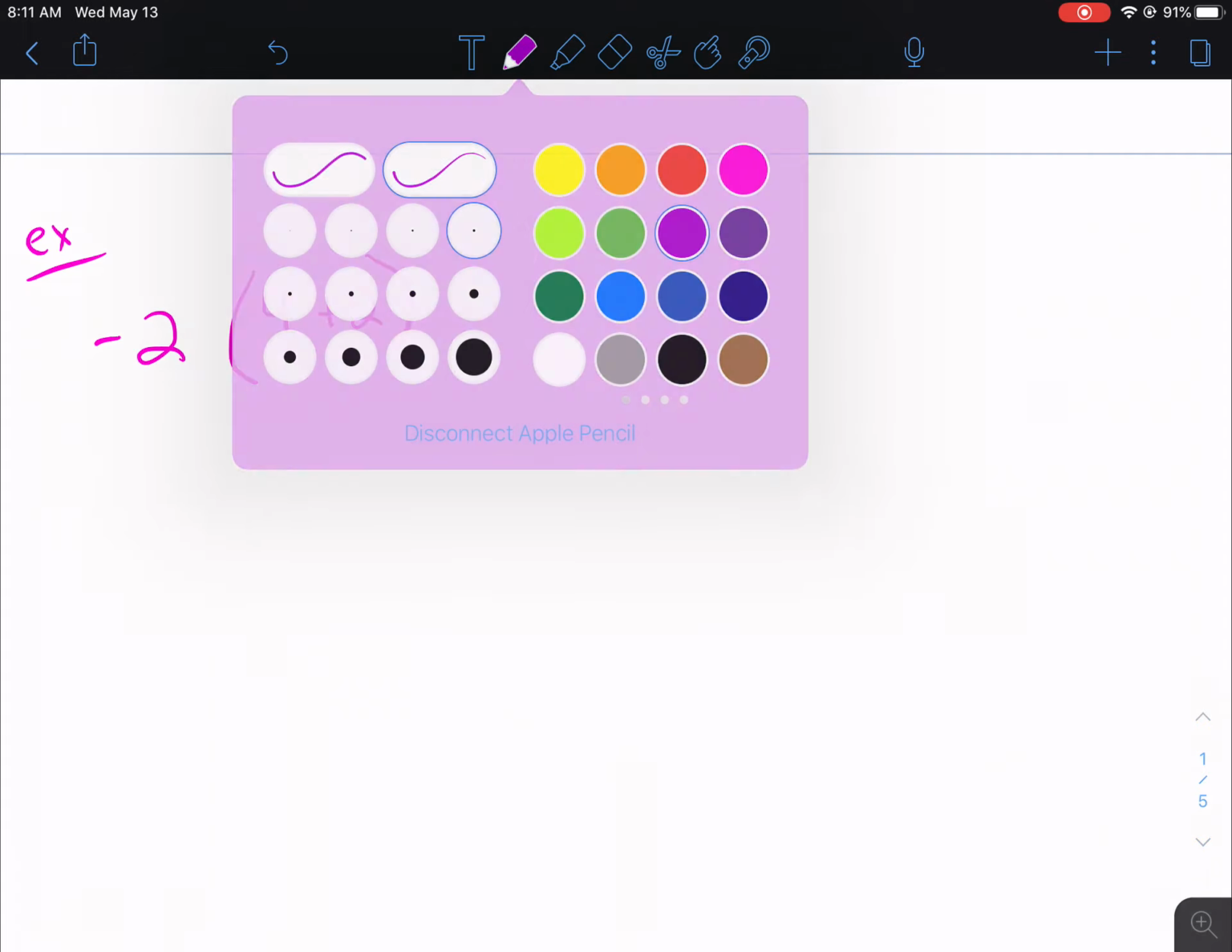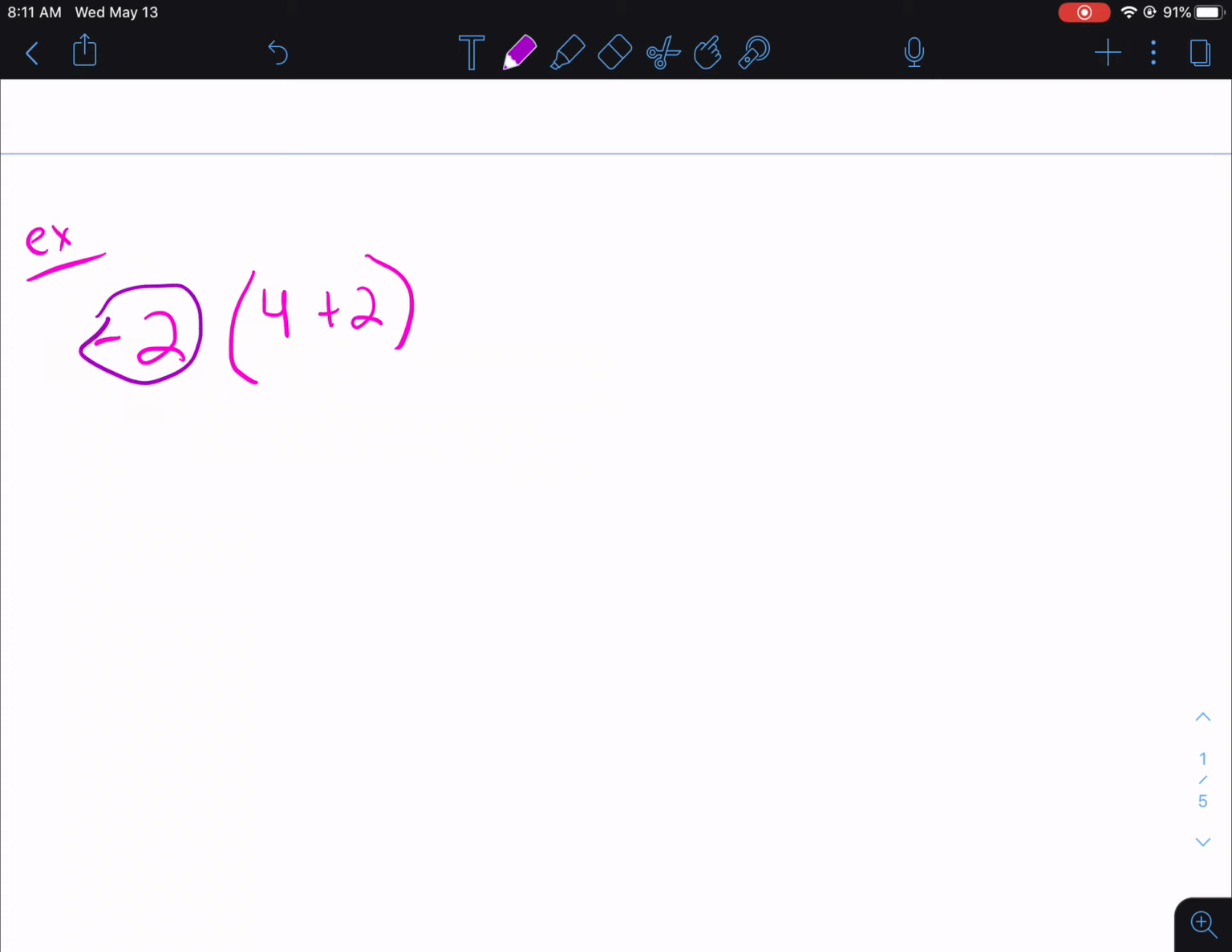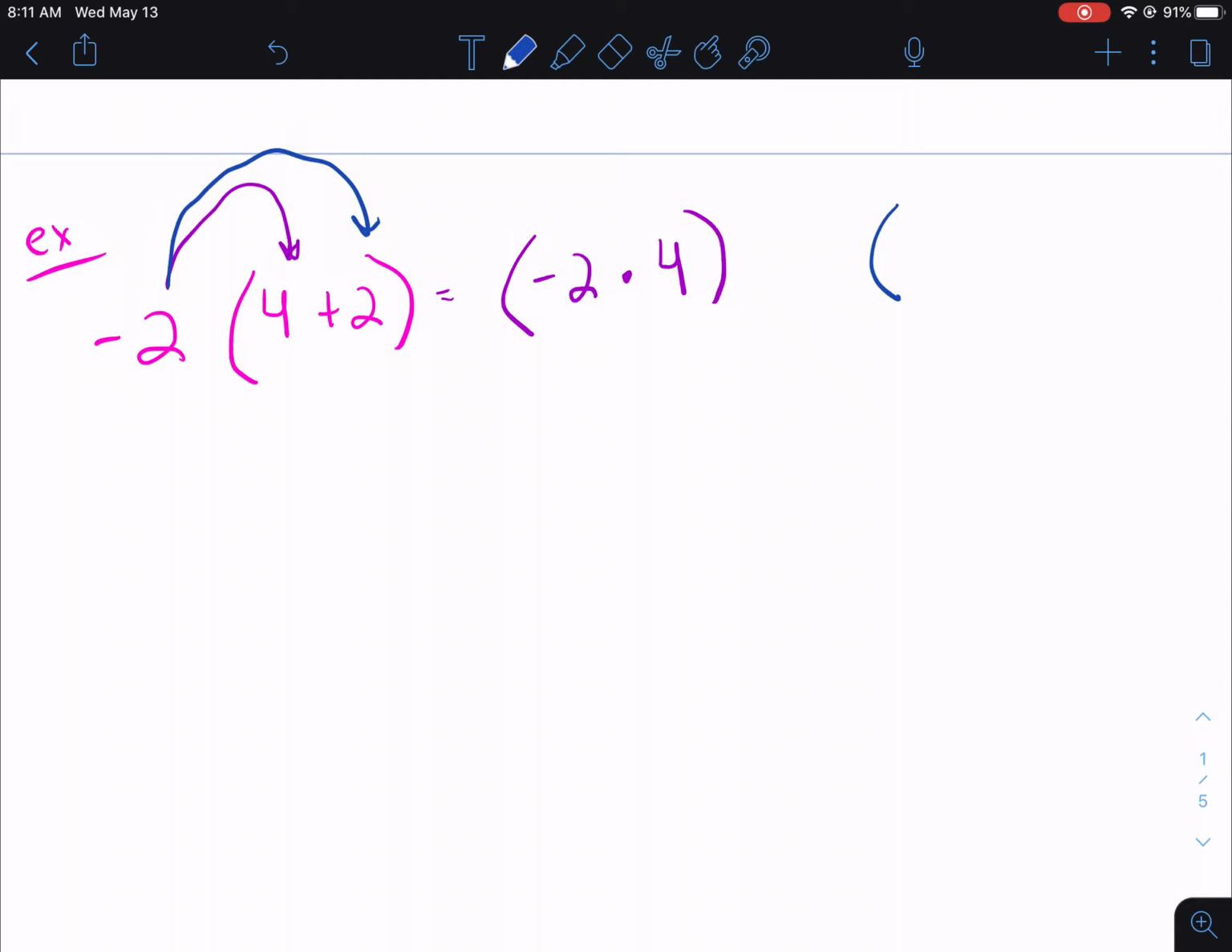Now, for this week, the new things that we're learning are -2 times parentheses 4 plus 2. Distribute the whole thing, -2. So now I have -2 times 4, it goes into -2 times 2. And I am adding, estoy sumando.